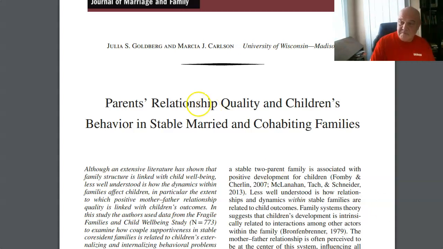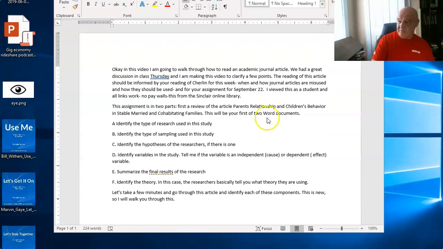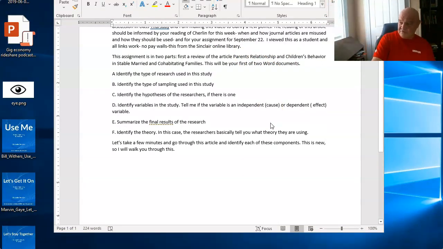But we can get to a scientific estimate, okay? So for a moment, I'll move the screen over here, and we're going to look at this assignment. This assignment is due on the 22nd of September. It's parents' relationship and children's behavior in stable married and cohabitating families.